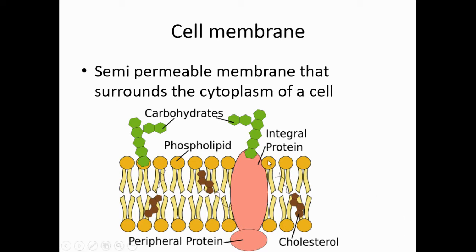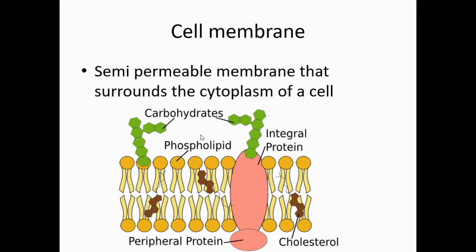So this is what it looks like. You have 2 layers of phospholipids. This layer is going to touch the outside. This layer is going to touch the inside. And it has these little carbohydrates attached to it. And that is going to be like little signals for the cell. It's how it talks to other cells and communicates its needs.